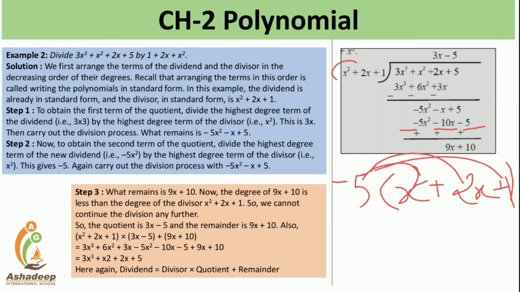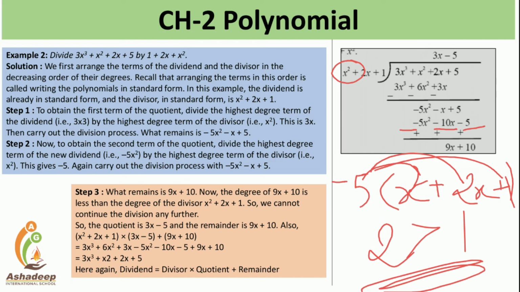Okay, now see here, what is the degree of divisor? That is 2. What is the degree of remainder? That becomes 1. Whenever the degree of the remainder is less than the degree of divisor, then the sum is done. So this is the remainder, this is the quotient, right? So this is what our answer is.